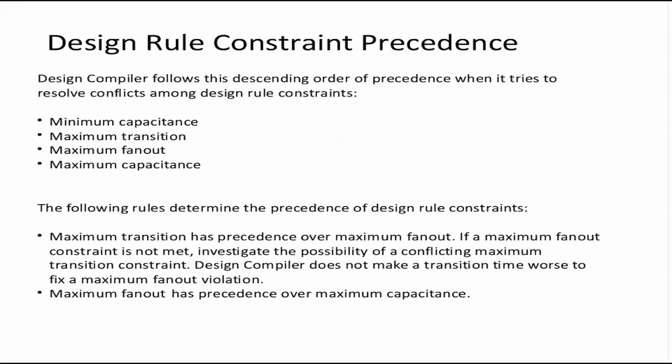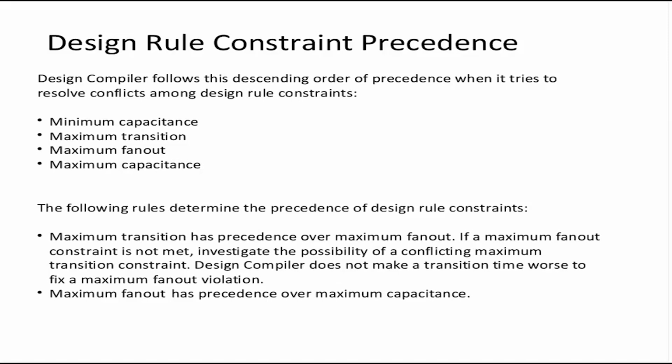The constraint precedence is in this order: minimum cap, max trans, max fan out, max cap. Although DC will try to meet all the design rule constraints before going on to the design goal, maximum transition has precedence over maximum fan out. If the max fan out is not met, we have to investigate the possibility of a conflicting maximum transition constraint. So if there is a max trans constraint, DC will not make the transition time worse to fix a maximum fan out violation.